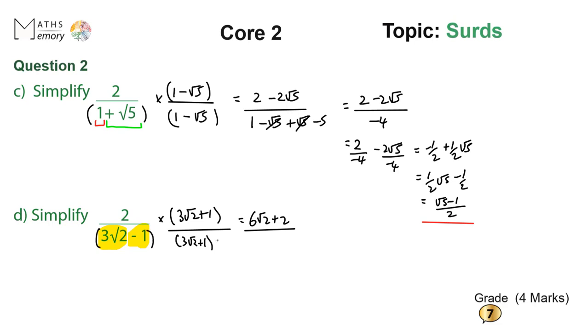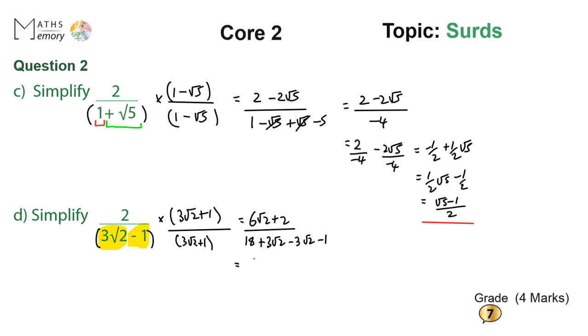3 root 2 times 3 root 2, that's the same as saying 9 times 2. 9 times 2 is 18, okay? So make sure you understand that, okay? 3 root 2 times 1 is plus 3 root 2. And then minus 1 times minus 3 root 2 is minus 3 root 2. And minus 1 times 1 is minus 1.